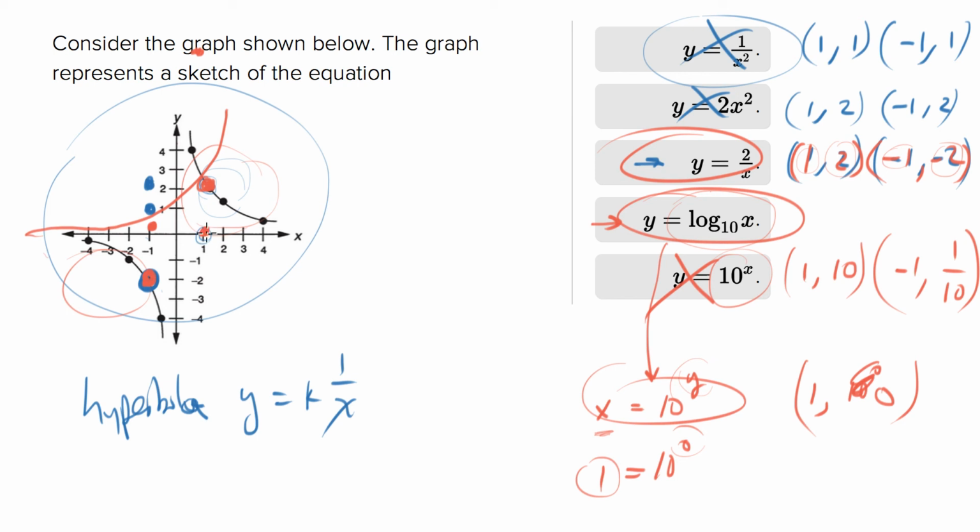You can already see, even with that 1 point, that log is not going to be the answer. So that's enough for our purposes. Just as an FYI, the function of a log looks something like this.